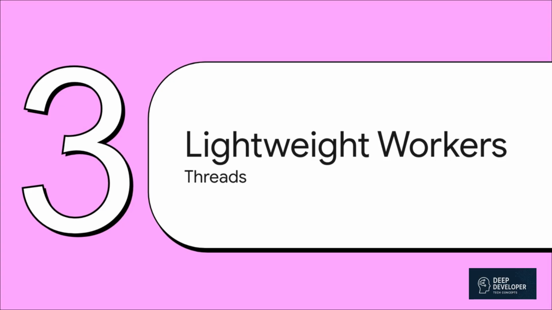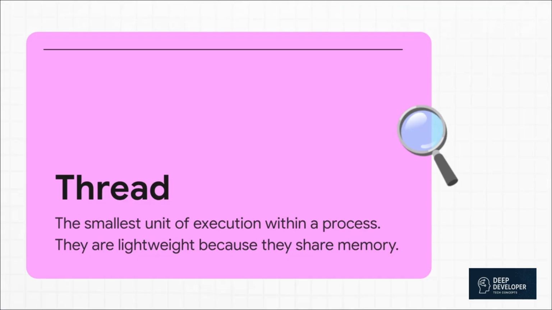If processes are these big, heavy lifters, then threads are the nimble, super lightweight workers. They're the go-to solution for getting multiple things done efficiently inside a single process. A thread is the absolute smallest unit of work that your operating system can handle. The best way to think about them is like a team of specialists, all working inside the same workshop, that workshop being the process. And because they're all in the same room, they share everything, especially memory. And that is what makes creating them so incredibly fast and efficient.